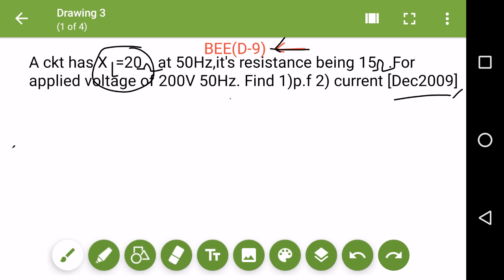The question says: a circuit has an inductive reactance of 20 ohms at 50 hertz frequency. Its resistance is 15 ohm, for an applied voltage of 200 volt, 50 hertz. Find first the power factor, second the current.